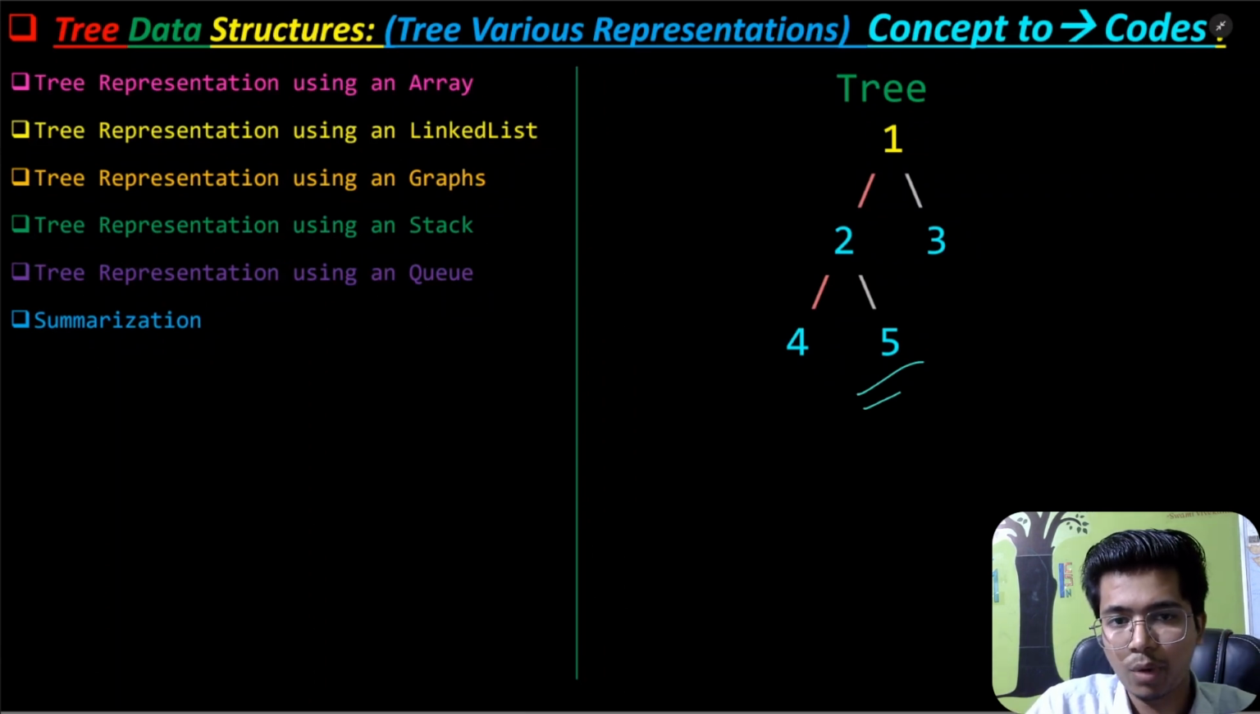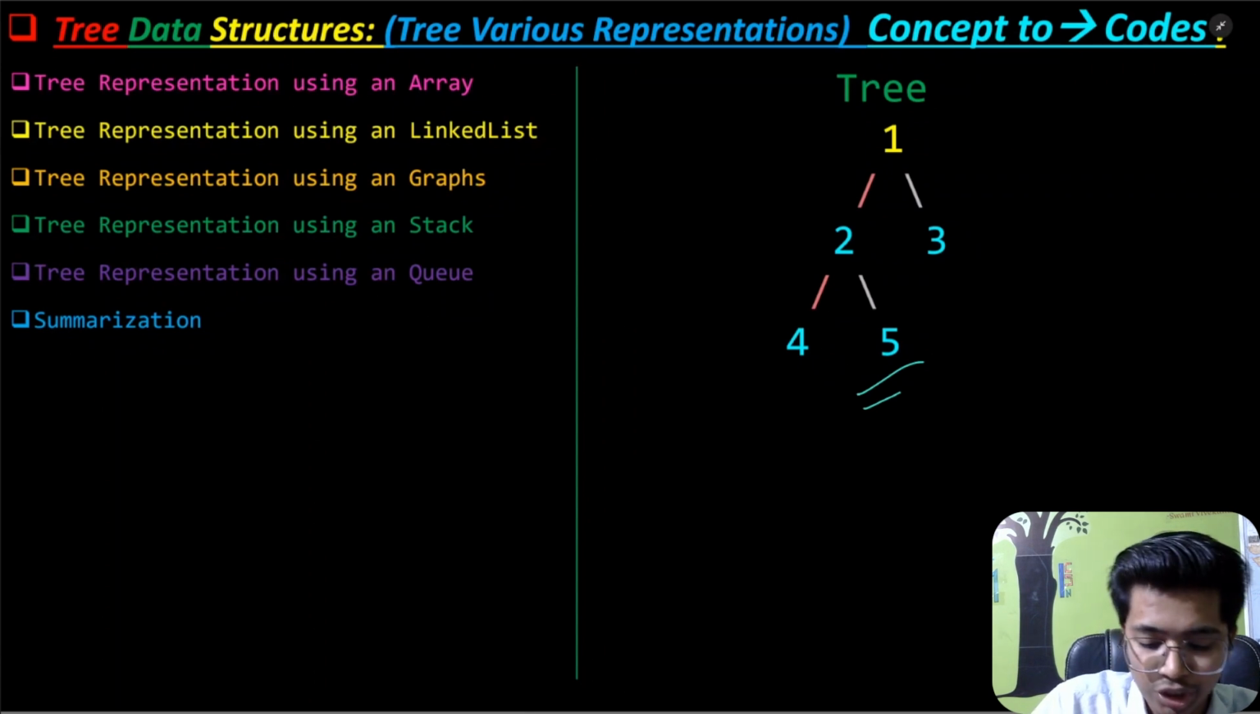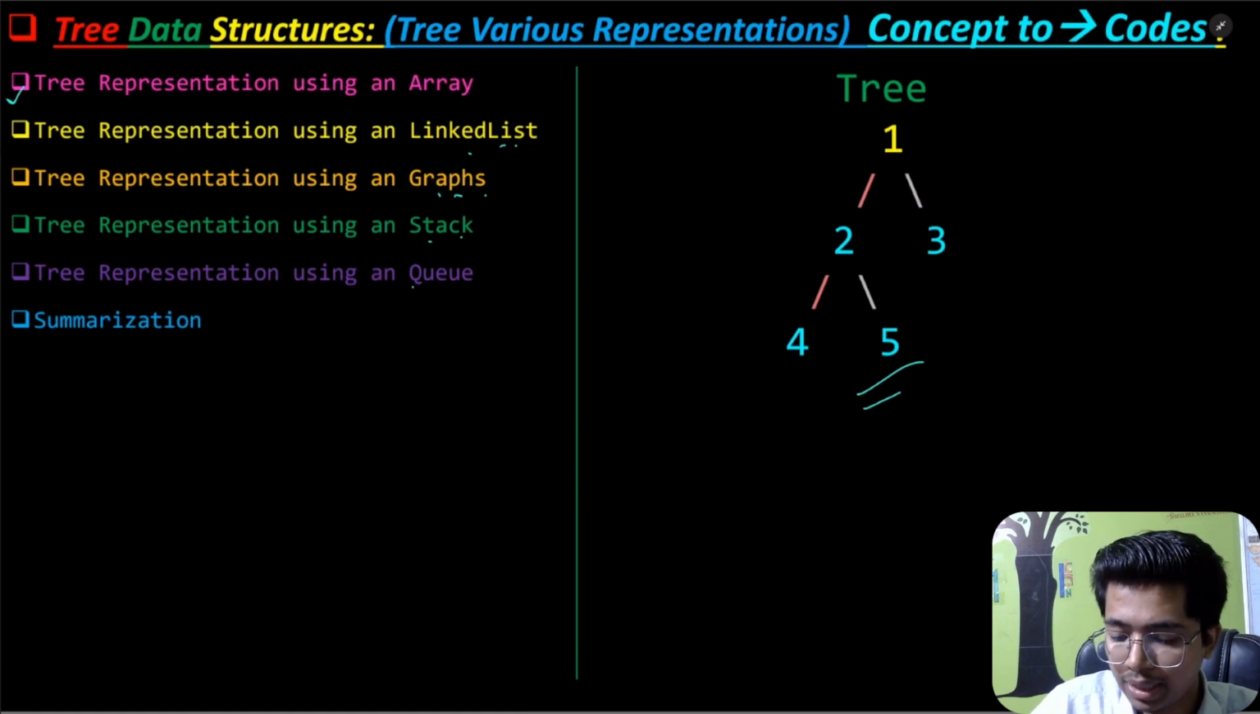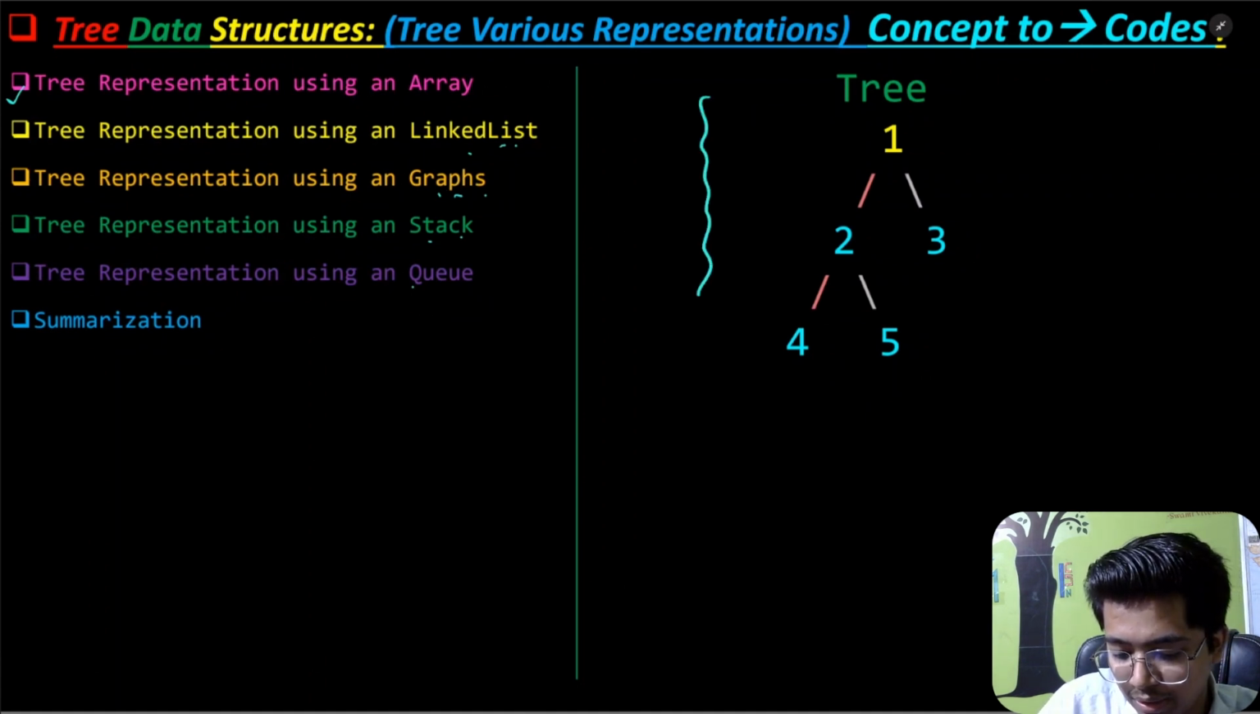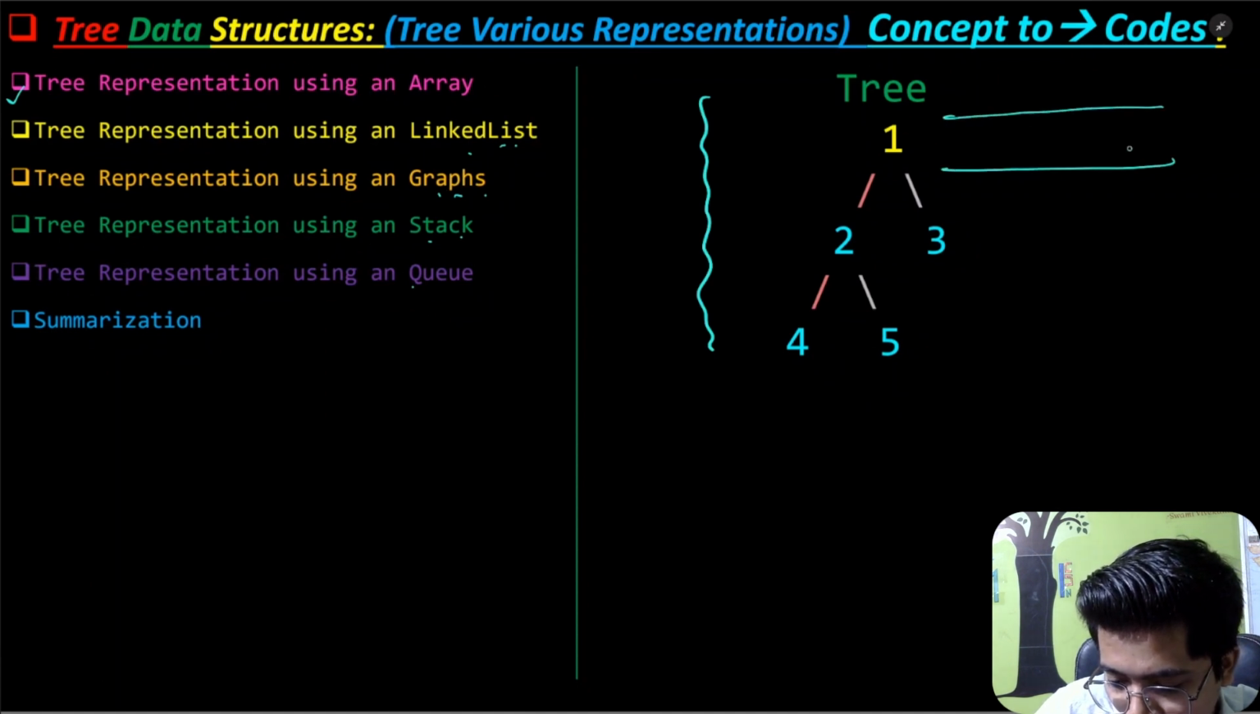As I have already made the point that today we'll be understanding the representation using an array, then using a linked list, then using graphs, and then stack, and then queue. So first see how we can represent it in an array. An array is that type of structure where you represent this entire pictorial representation as an array-like structure, like this.